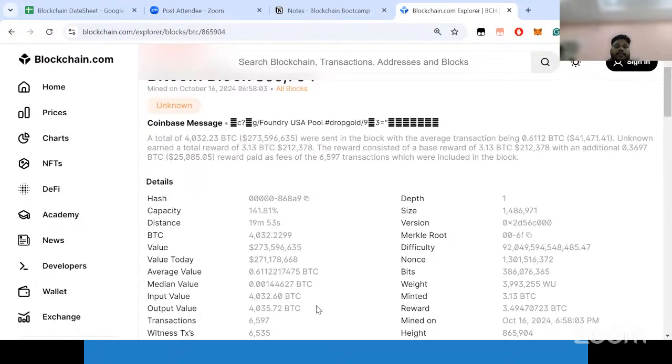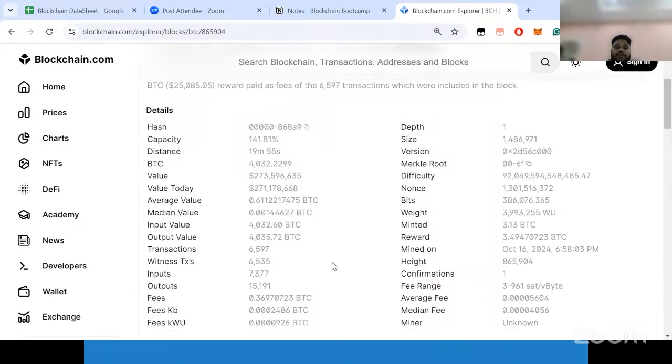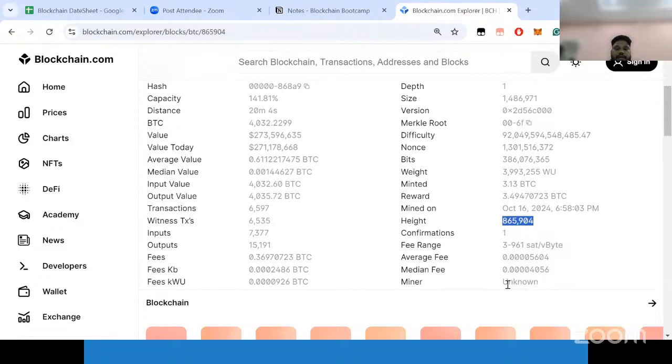Okay, so again, when it got minted and who mined it, when it got mined, all of those details are provided. Block height is nothing but the block number. Who is the miner? The miner name here is unknown, if I would say.